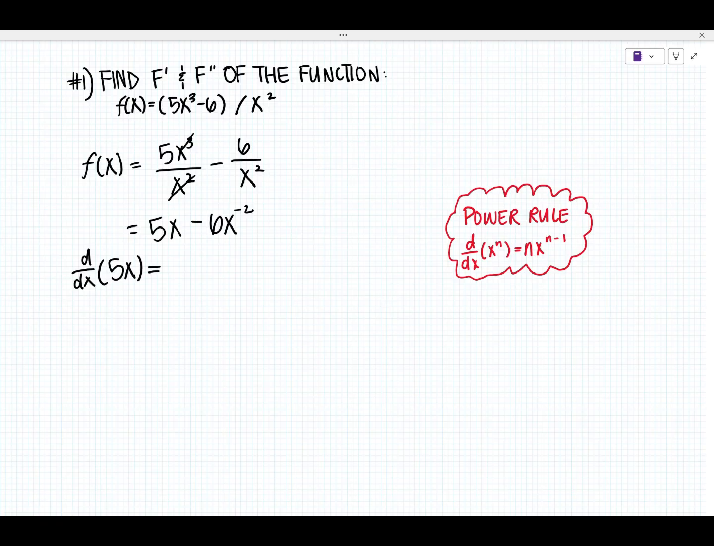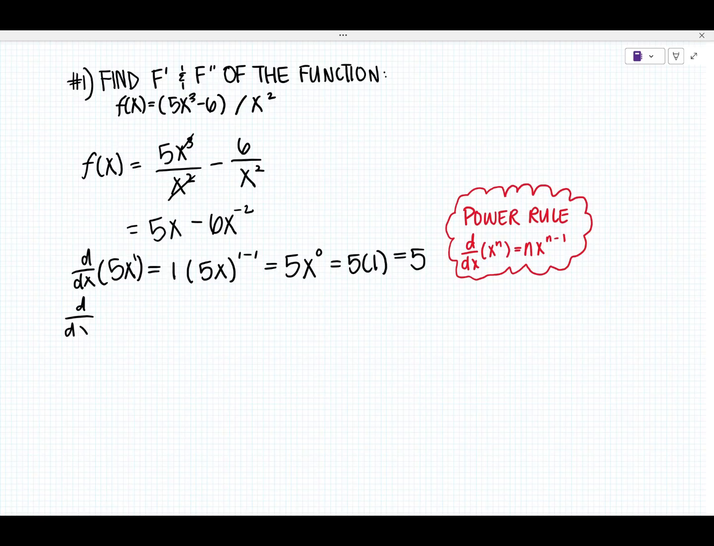So we're going to use the power rule. The x has an exponent of 1, so we're going to have 1 times 5x to the power of 1 minus 1, and that's going to give us 5x to the power of 0. Anything to the power of 0 is 1, so that's going to simplify to 5 times 1, which is 5.